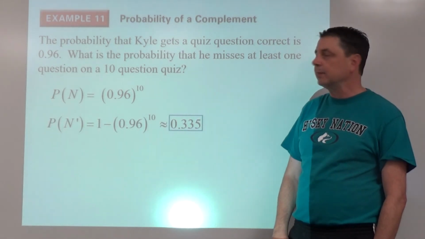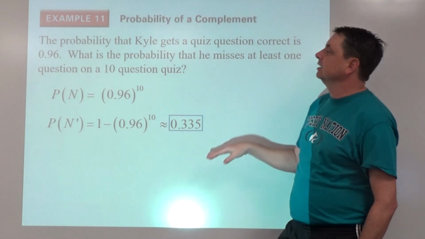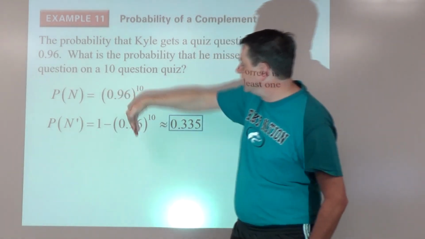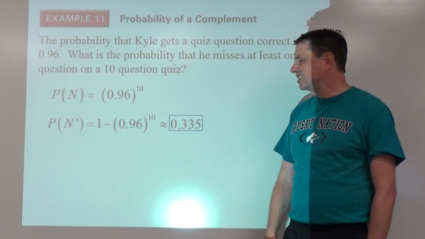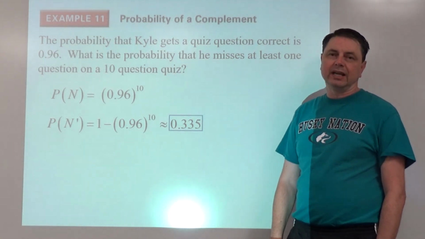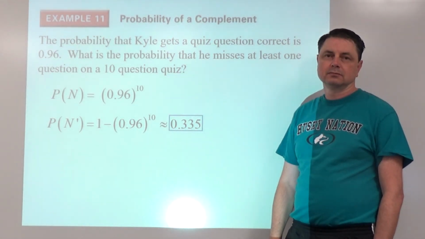And therefore, the complement, the probability that he misses at least one, is 1 minus that probability, which is going to be about 33.5%.